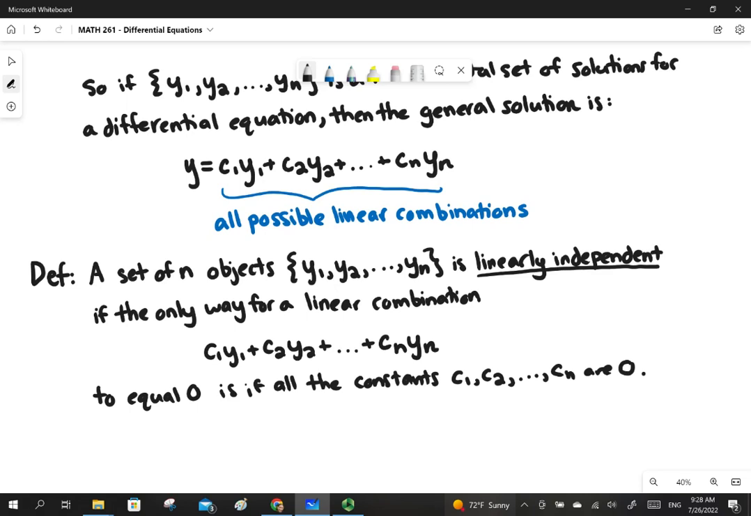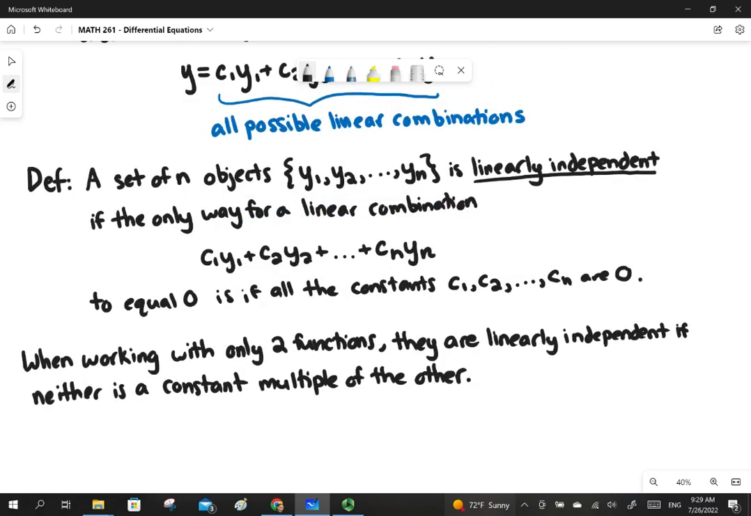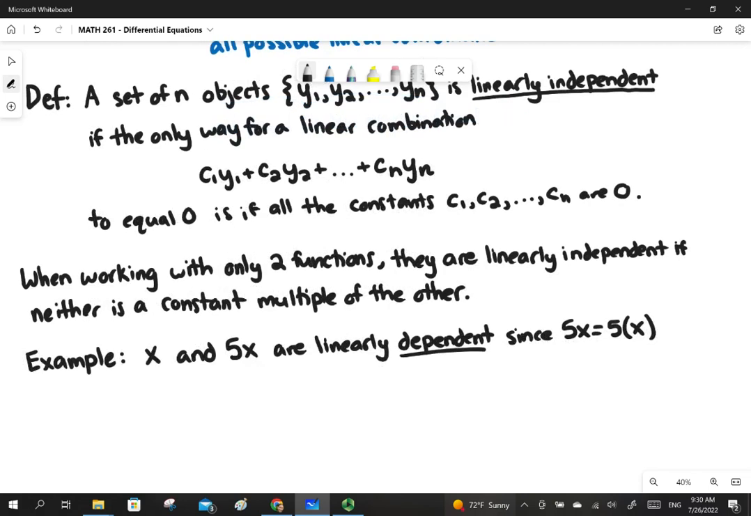There's no way to take, say, 4 of this one and 3 of another and 2 of the third one and have those cancel out. So they're all distinct. For us, since we'll be working with second order equations, if we only have 2 functions, they are linearly independent if neither is a constant multiple of the other. For example, x and 5x are not linearly independent, so we would say they are linearly dependent. Since 5x is just 5 times x, it's a constant multiple of x.